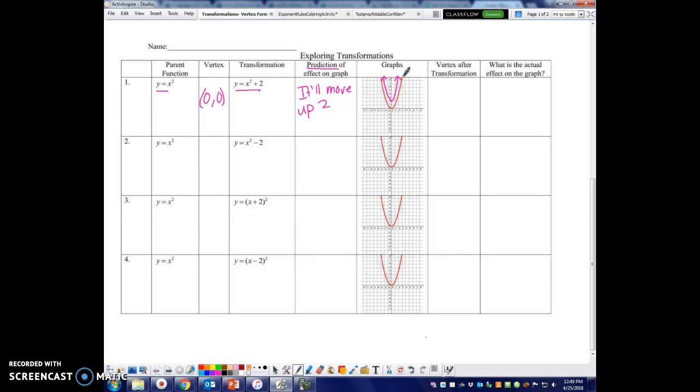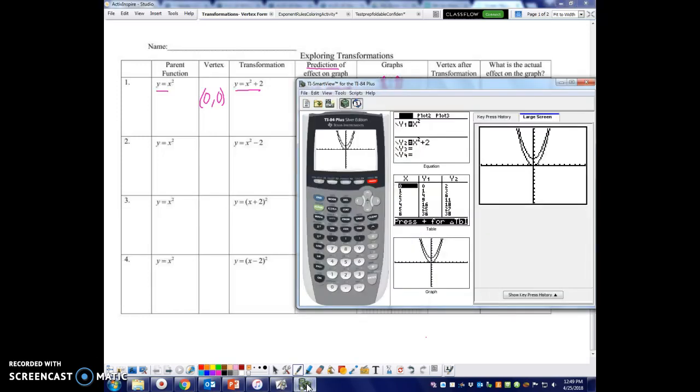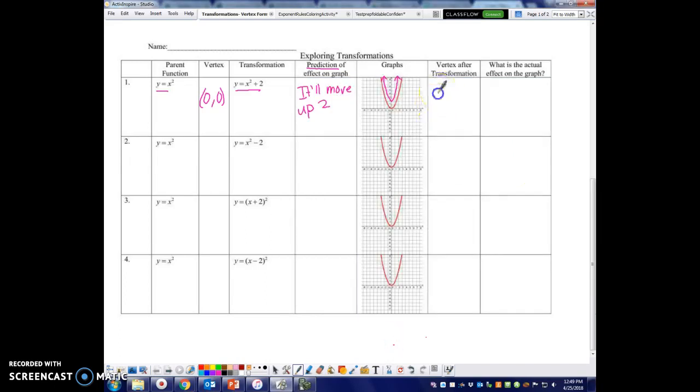So what's the vertex after the transformation? Okay? It's right here at 0, 2. So the new vertex is 0, 2. What is the actual effect that happened to the graph? So this one doesn't necessarily have to be right. That's what you think might happen to the graph. Then you put over here what actually did happen. It went up 2.